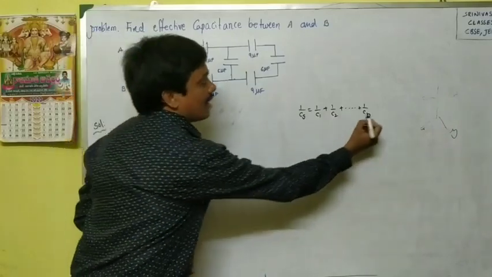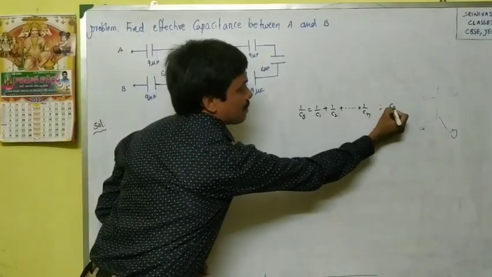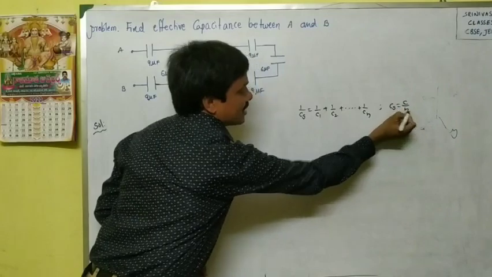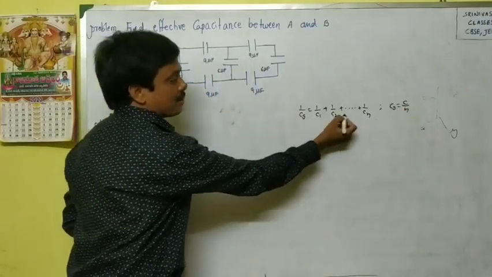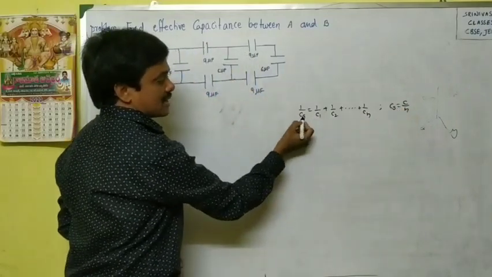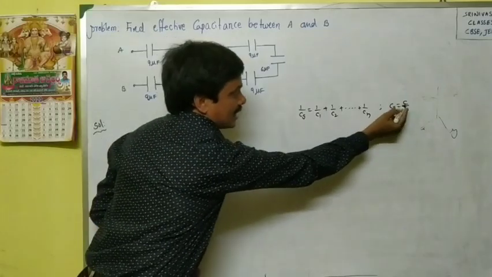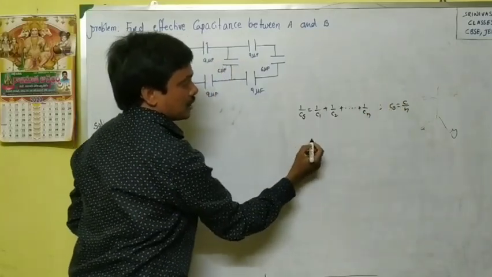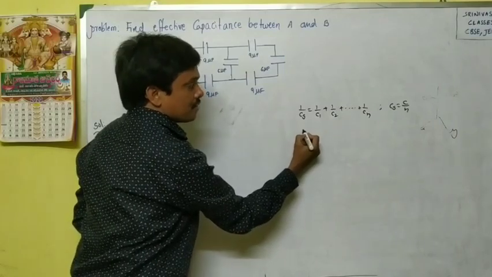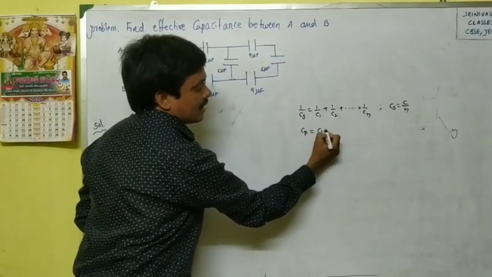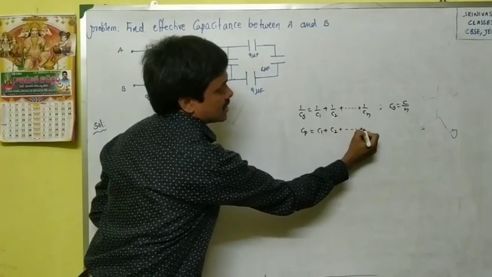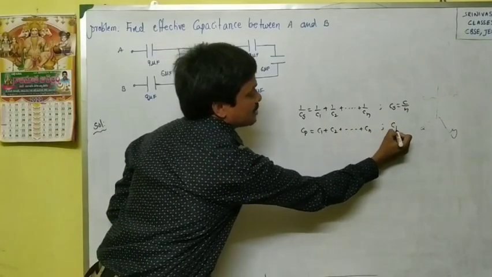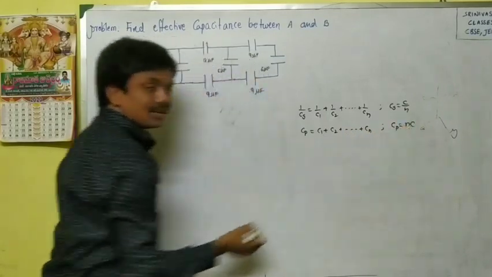If these are all identical, the effective capacitance formula is C by n. Here, n different capacitors connected in series use the first formula, and n identical capacitors connected in series use that one. Okay, and now if they are connected in parallel, the effective capacitance formula is C1 plus C2 and so on up to Cn, and Cp is equal to nC, right?